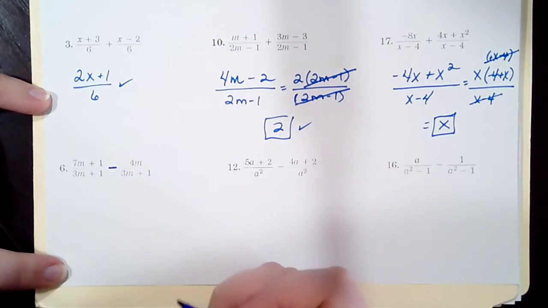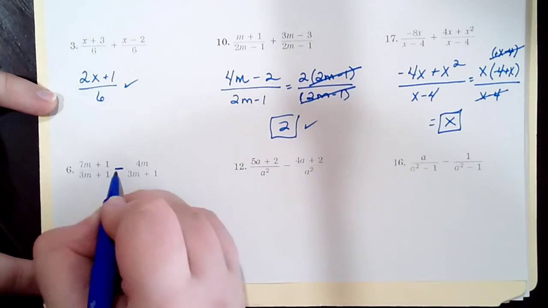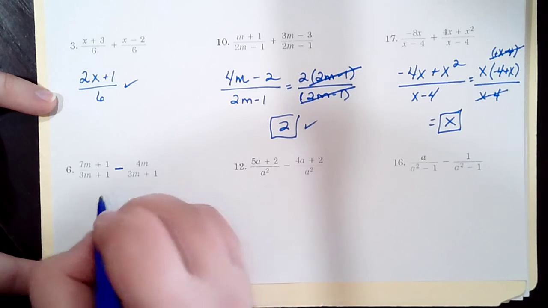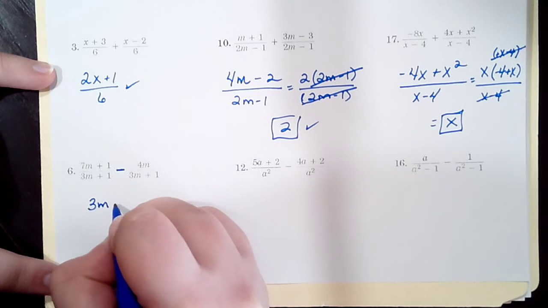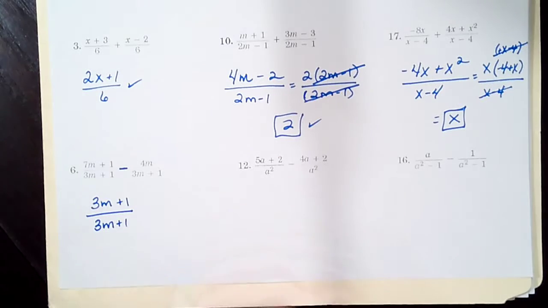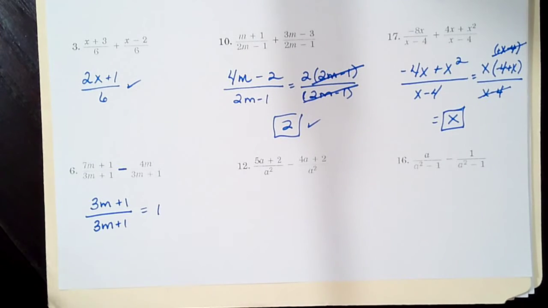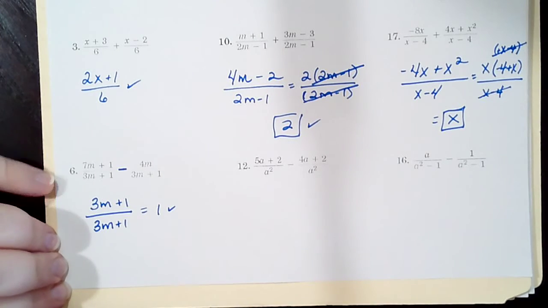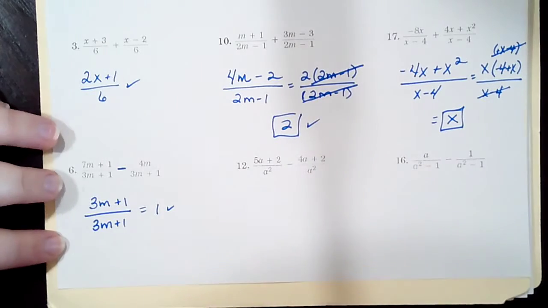All right, the subtraction problems. These ones can be a little tricky. In this case, we can still do just 7m minus 4m to be 3m. There's nothing to combine with the 1, so plus 1 over 3m plus 1. Hey, guess what? When you have something divided by itself, your final answer is just 1. That's all there is. The next one is one that I want you to be very careful of, and this is the one that I was kind of warning you about.